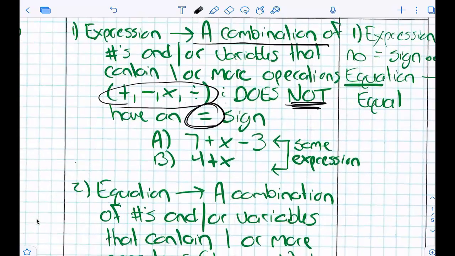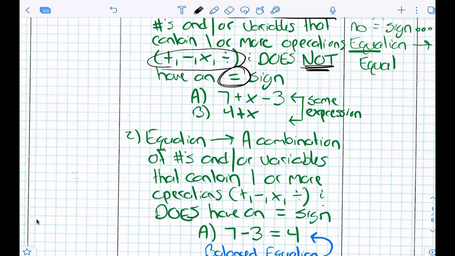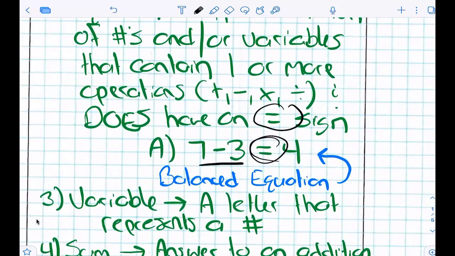An equation is almost the exact same thing as an expression, except it actually has an equal sign. You can notice we have an equation right here with an equal sign. When you have an equation, you have two sides to it. You have the left side and the right side, right? In order for the equation to work or be true, the equation must be what? Balanced. It must be the same, right?